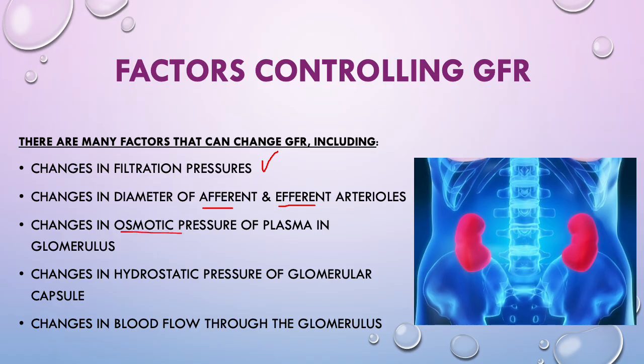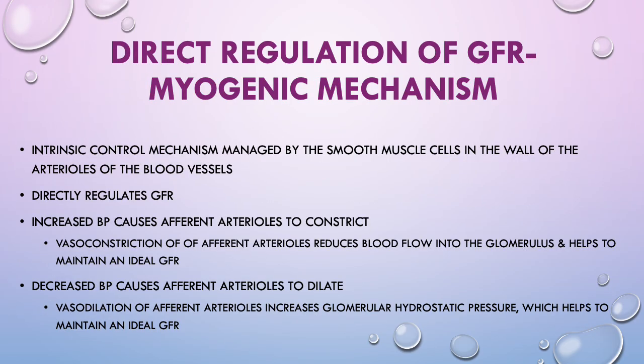Changes in the osmotic pressure of the plasma in the glomerulus, which tries to keep fluid inside the glomerulus. Changes in the hydrostatic pressure of the glomerular capsule, which tries to not allow that filtrate to go into the capsule. And also changes in the blood flow through the glomerulus, okay? Because if there are changes in that blood flow, some blood is not going to get filtered as fast. So there are different mechanisms, and we're going to talk about them, okay?